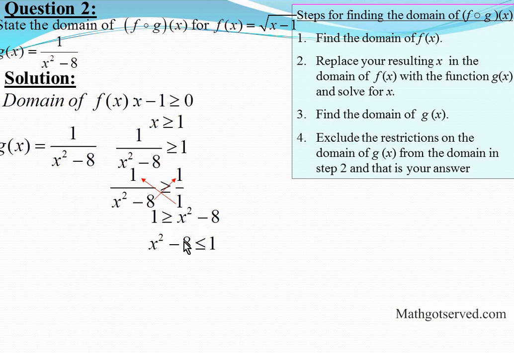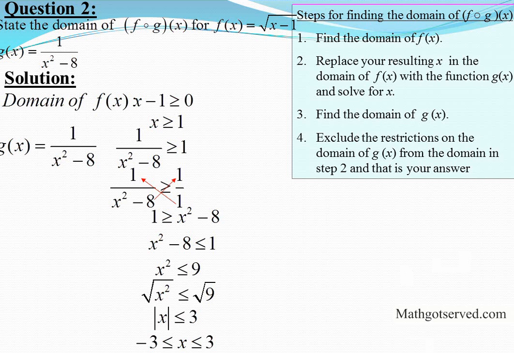So to get x squared by itself, I'll add 8 to both sides. And you have x squared is less than or equal to 9. And then to isolate x, you take the square root of both sides. And then you have the absolute value of x is less than or equal to 3. Okay? And then think back to how we solve absolute value inequalities. This is a bounded region, including the boundaries. This can be rewritten as negative 3 less than or equal to x, and x is less than or equal to 3.